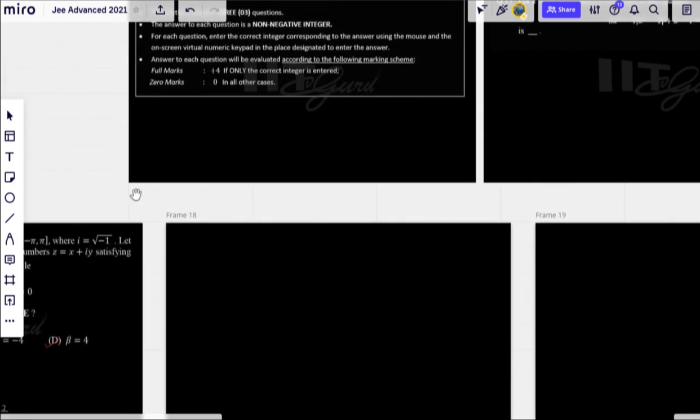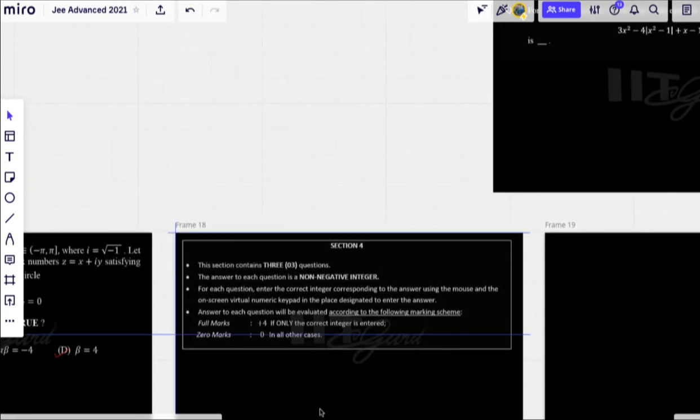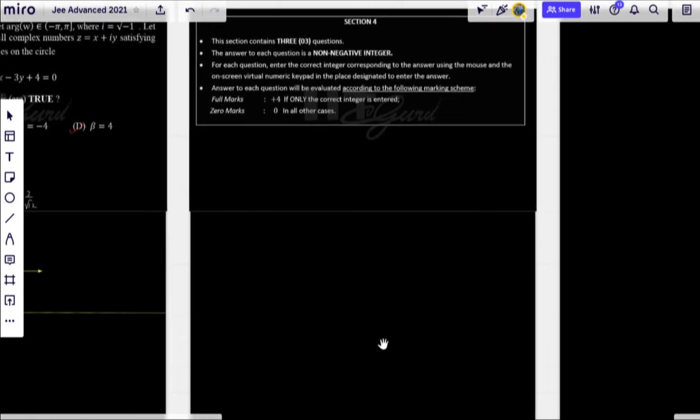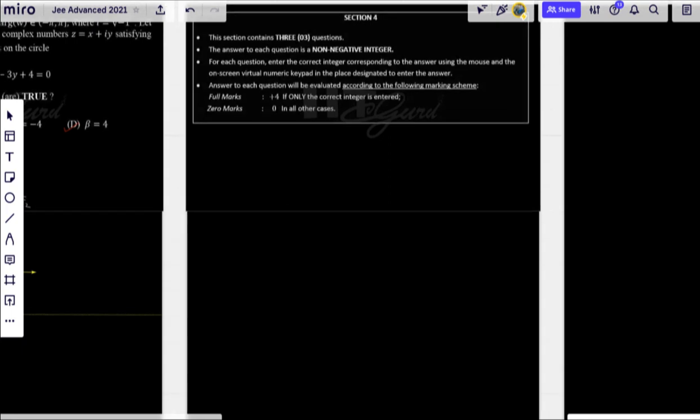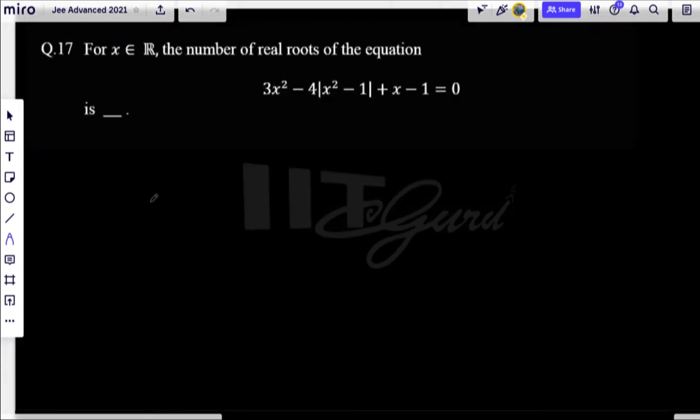So this is section number 4. Let me start with section number 4. In section 4, there are 3 questions, and here there are no negative marks. 4 marks will be awarded for each correct question. Number of real roots. So let's see.